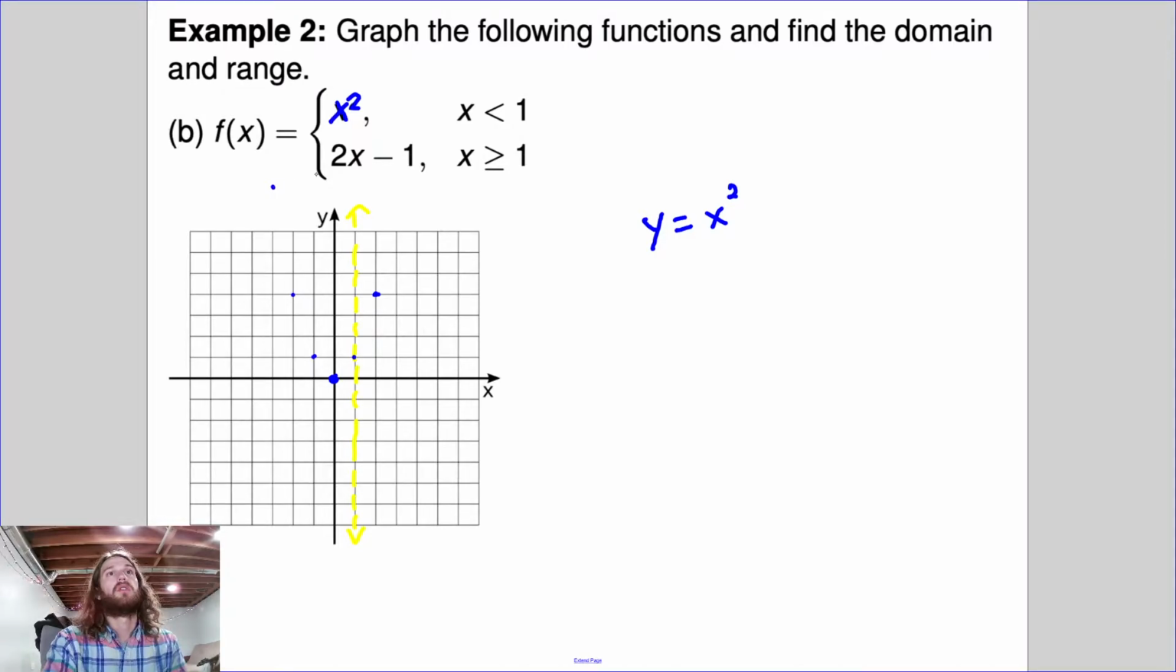9. So what does our parabola look like? We're only interested in the dots that are less than 1. So you actually don't even need to graph these two. So we can kind of get this shape coming down here. Whoops, I'm going to straighten that out a little bit.